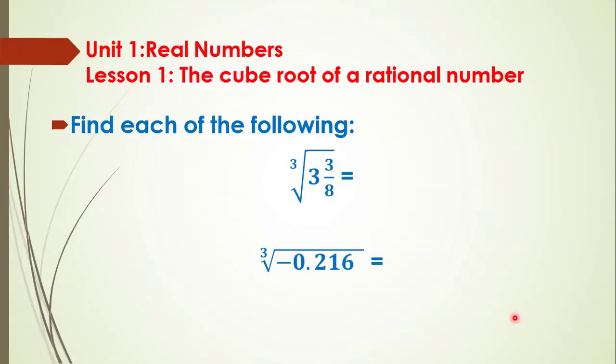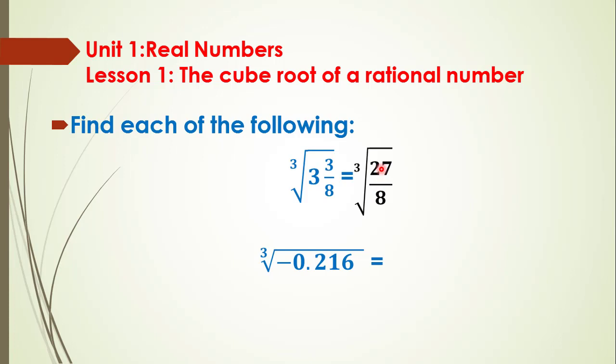I want to find the cube root of 3 and 3 over 8. Okay, we have here a mixed number. We should at first convert it into an improper fraction by using the same denominator, then multiply 3 times 8 and then plus 3. 3 times 8 is 24. 24 plus 3 is 27. So I want to get the cube root of 27 over 8.